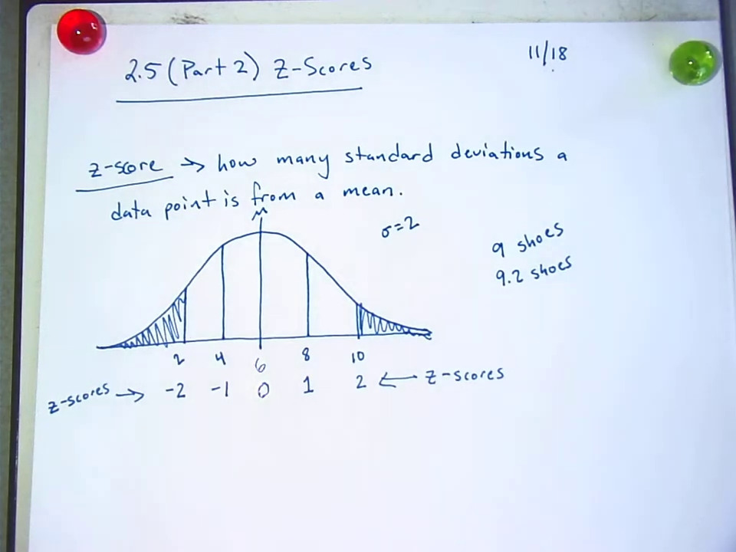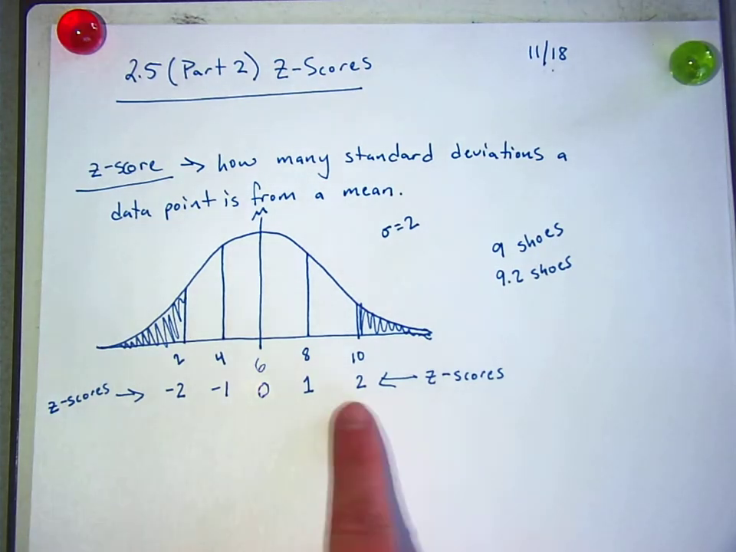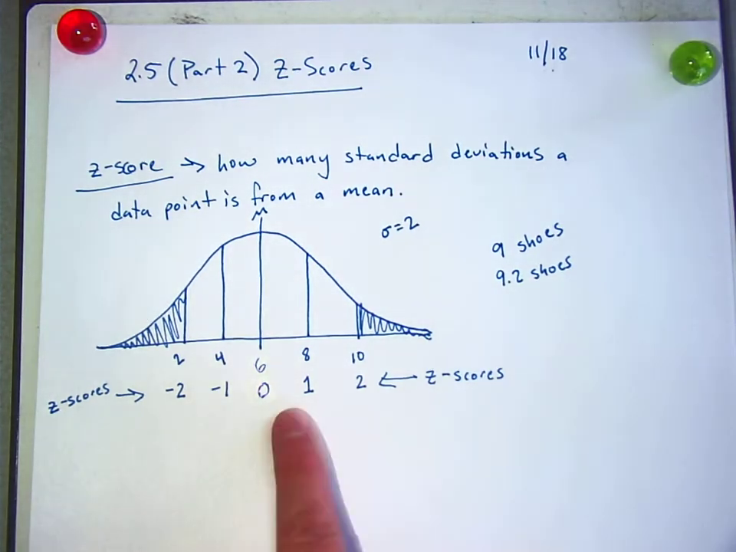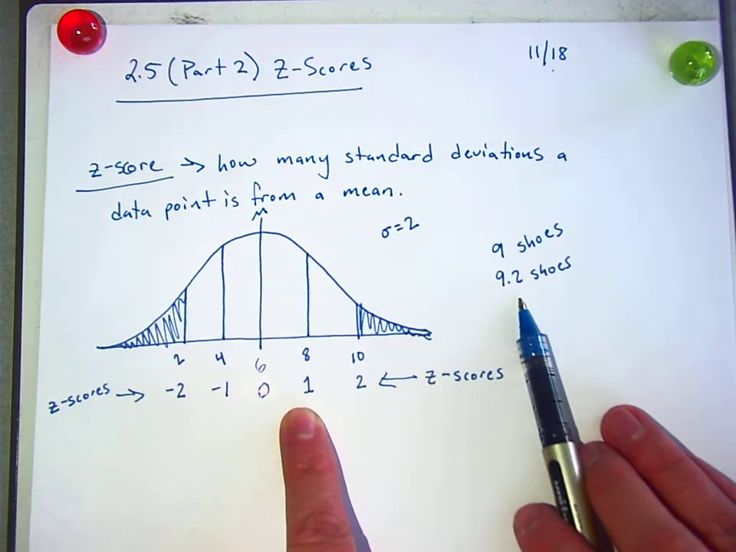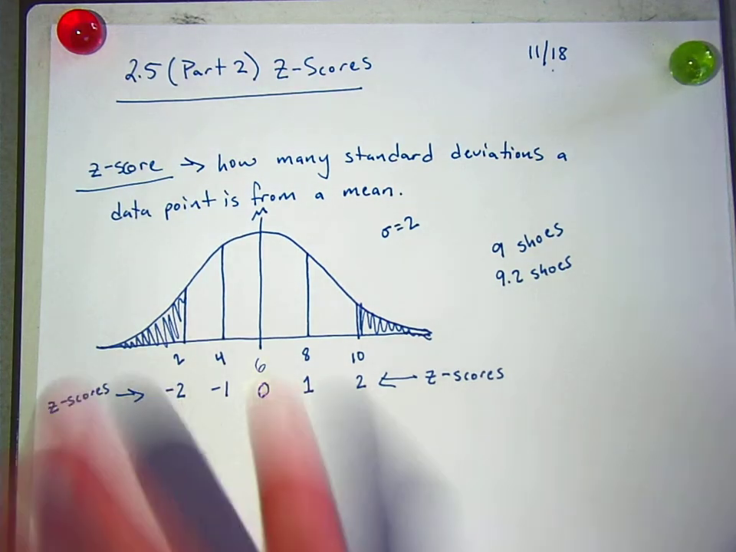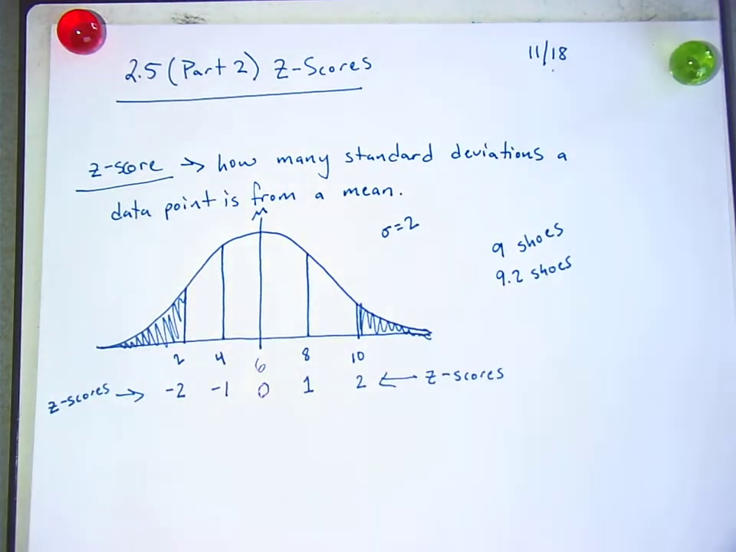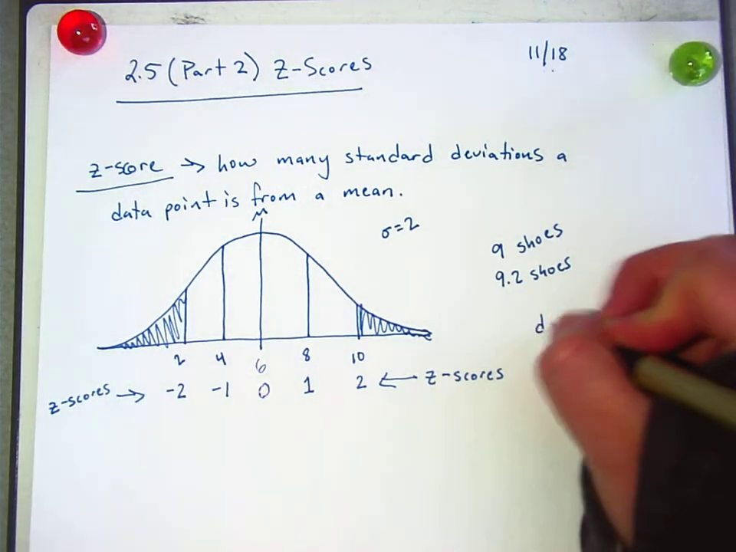2 would be 10, or would it be 1? 1 would be 8. And we're looking at 9, which we decided was 1.5. So what's 9.2? Maybe 1.6, 1.55, something like that. But I need a formula that would be able to do this for me. Okay, so the data point is X.